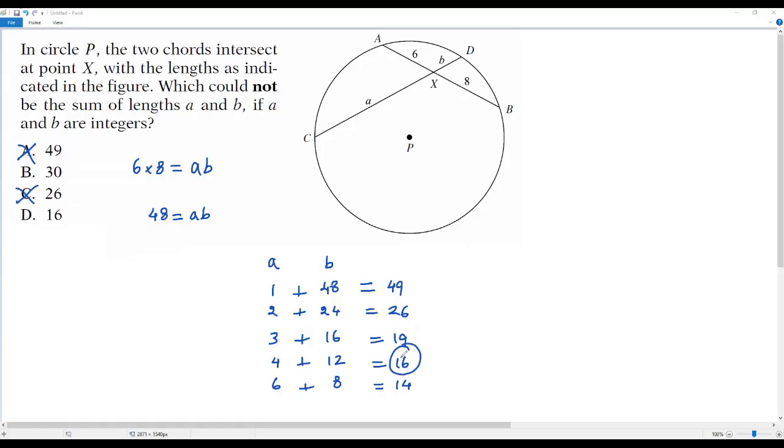And here we have 16 as a sum of the lengths of A and B. We find 16 in answer choice D. We can reject this one as well. But we don't find this 30 as a sum of the lengths of A and B over here. So this 30 could not be the sum of the lengths of A and B. The correct answer choice for this question is B.